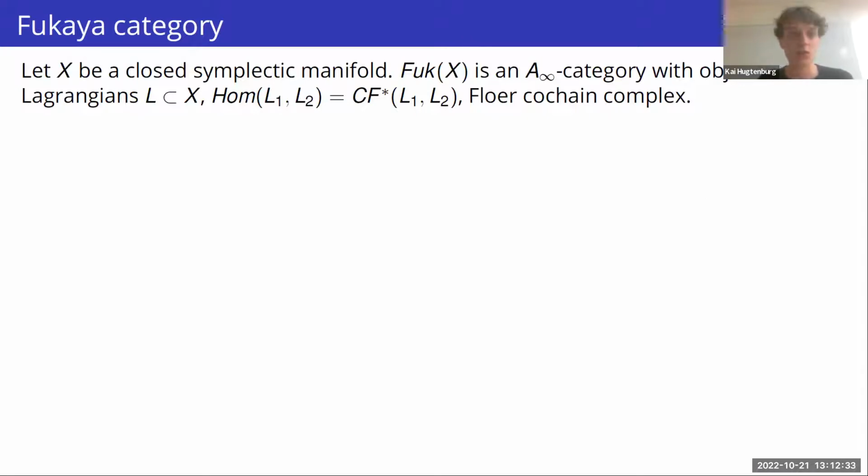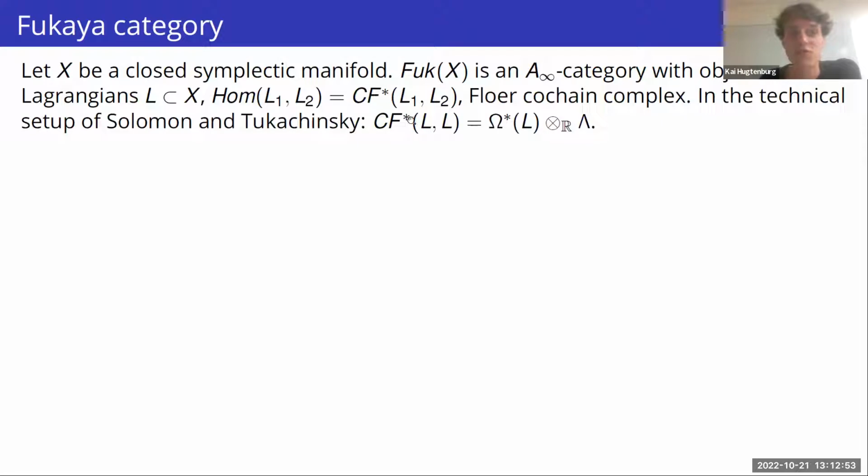So we're going to apply this to the Fukaya category. We're just going to consider closed symplectic manifolds. And then in general, the Fukaya category has as objects the Lagrangians inside X. But for us, what we're going to consider is just a single Lagrangian. So we're just interested in the Floer cohomology of a single Lagrangian. And we're going to follow the technical setup of Solomon and Tukachinsky, which I will outline later. And in their case, for the Floer cohomology of a single Lagrangian, you can take as a model differential forms on L with coefficients in a Novikov ring, Novikov field.